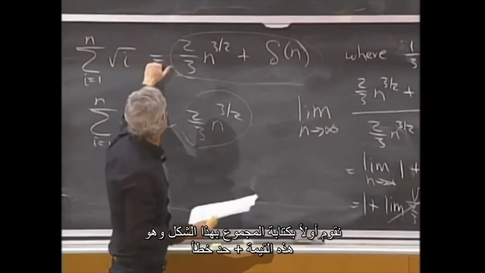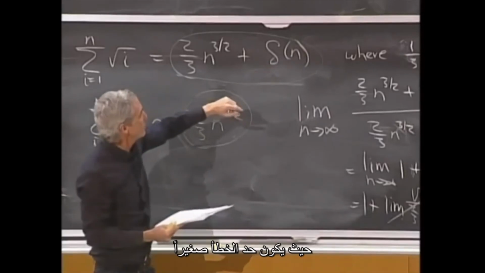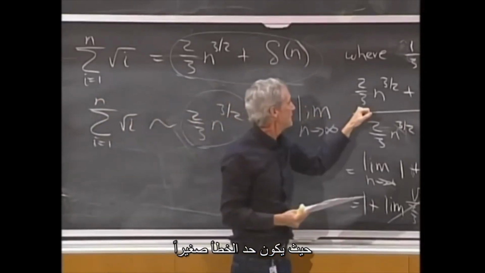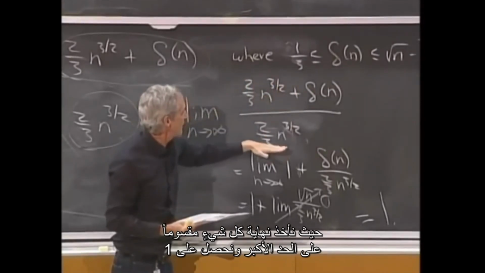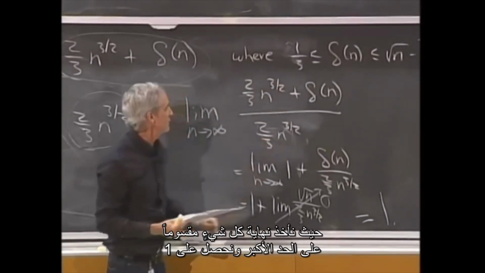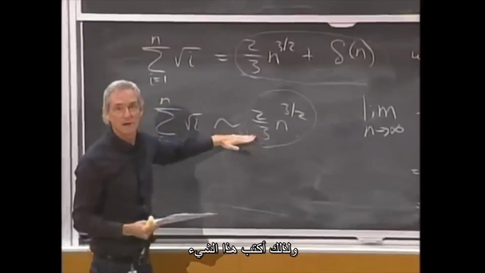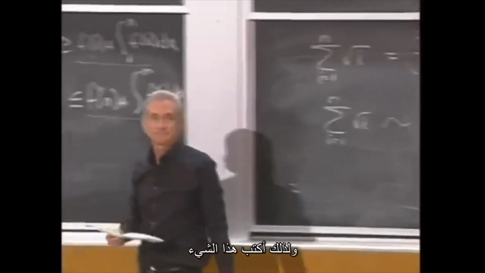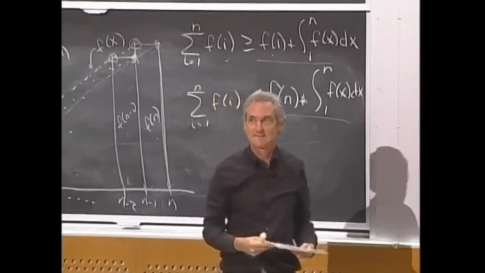first we write it like this. The sum is this value plus an error term, and lo and behold, that error term is small. If I take the limit of the whole thing divided by the big term, I get 1, which means this thing is really not important. So I write this. Questions on that? All right.